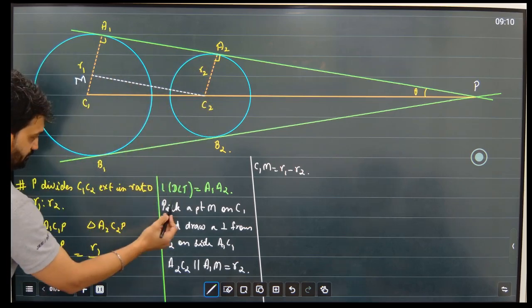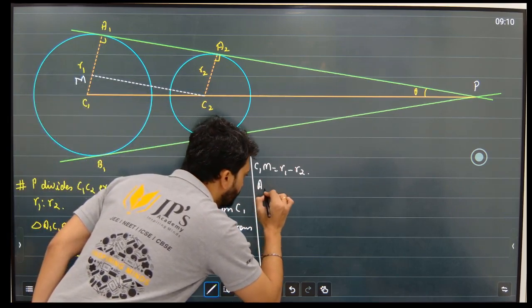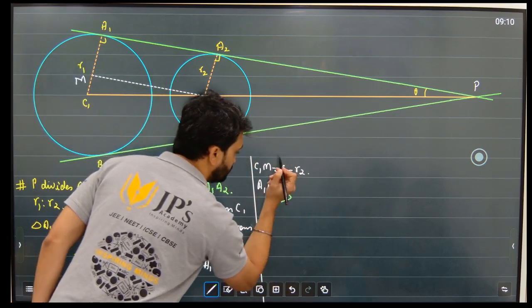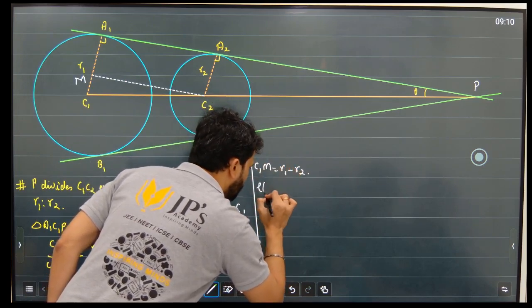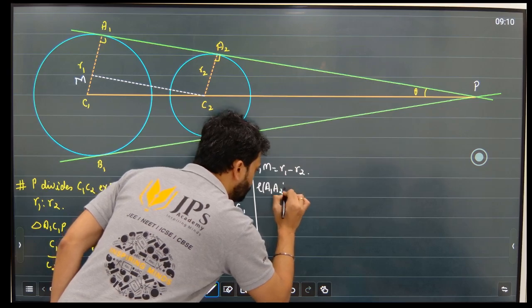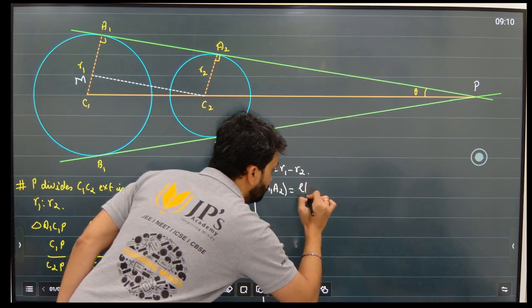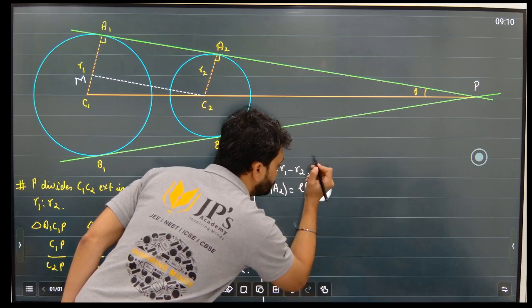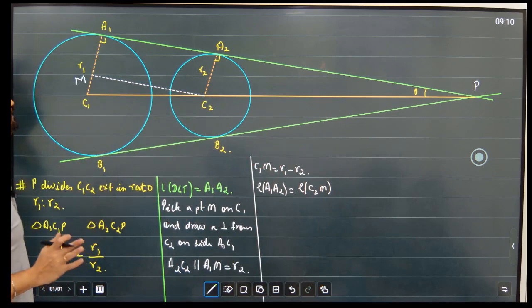obviously we have written that acha, A1, A2, we have not written. So we'll write this. A1, A2 is nothing but length of A1, A2. Length of A1, A2 is equal to length of C2M ले लेते हैं. अब कुछ भी करके मुझे C2M निकालना है.